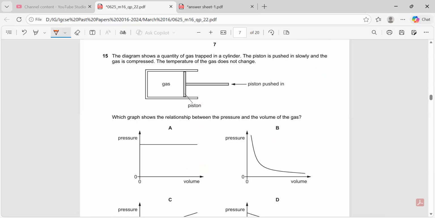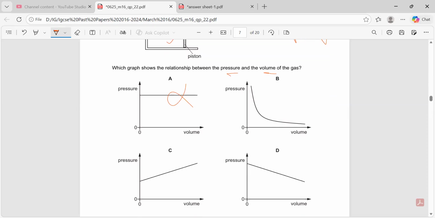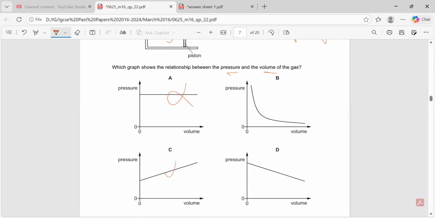No worries. The diagram shows a quantity of gas trapped in a cylinder. So here there is a gas trapped in a cylinder. The piston is pushed in slowly and the gas is compressed. The temperature of the gas does not change. So if temperature of the gas is not changed, it means we are dealing with Boyle's law. Pressure is inversely proportional to volume. So which graph shows the relationship between pressure and volume of the gas? See, so many times we discussed, so pressure cannot be constant. Pressure cannot be in a direct, linear relationship with the volume. Here, pressure is decreasing, volume is increasing.